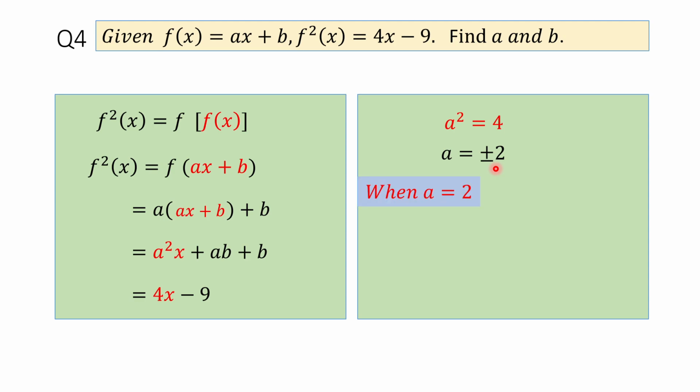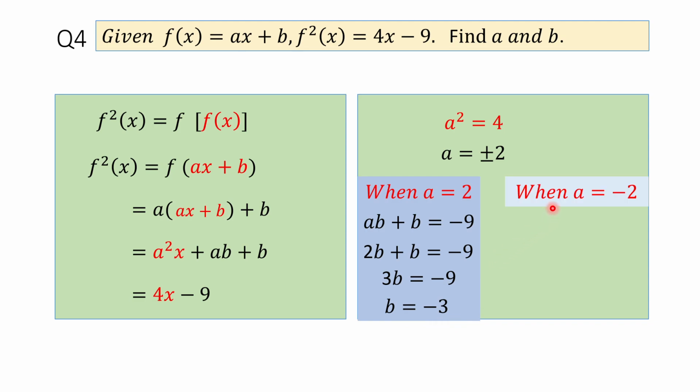Now I'm going to use the first value of a, that is 2, in order to find b. So how to find b? We have the terms without x. So take those terms and form the equation. Therefore, we have ab plus b equals negative 9. Change the a as 2 and you have 2b plus b equals negative 9. Simplify this equation in order to find the value of b.